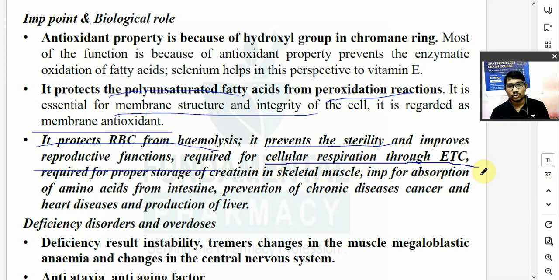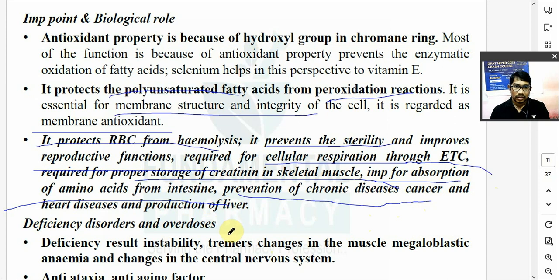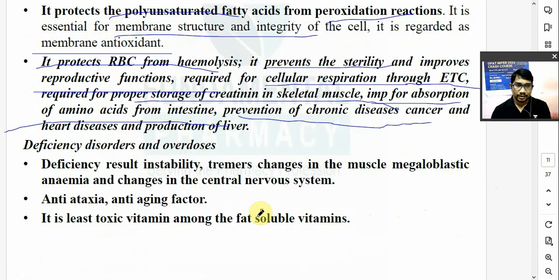Deficiency of vitamin E. तो obviously इसको क्या बोलते हैं अपन, anti sterility vitamin. Deficiency of vitamin E results in instability, tremors, change in the muscle strength, megaloblastic anemia, changes in the central nervous system. It is known as an anti-ataxia vitamin, anti-aging factor. It is the least toxic vitamin amongst the fat soluble vitamins. तो सबसे ज़्यादा टॉक्सिक होता है विटामिन डी एंड सबसे कम टॉक्सिक होता है विटामिन ई.